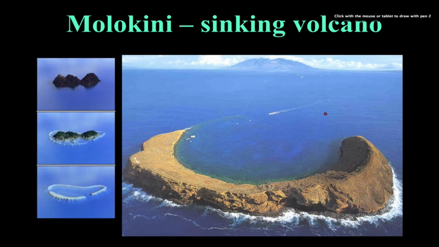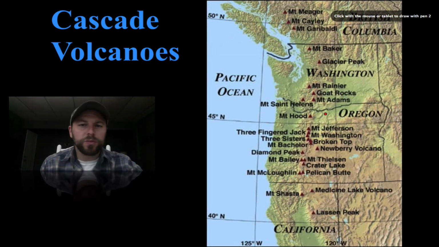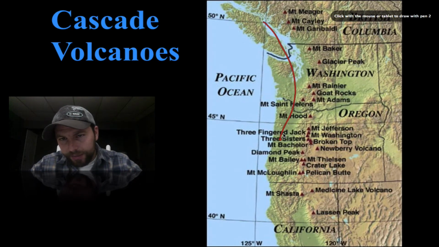We have a sinking volcano right here, that atoll that we were talking about a little bit on the previous screencast, as these volcanoes basically break down over time and the material settles on the outside. We have the Cascade Volcanoes we're going to talk about here in the United States. So over in this region, there is something that's happening.